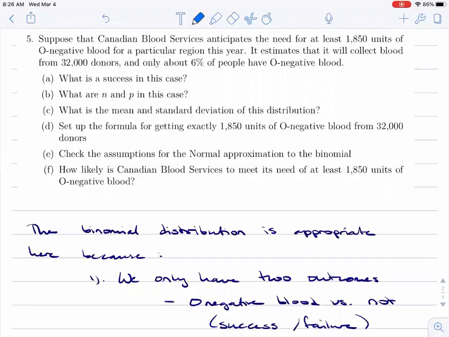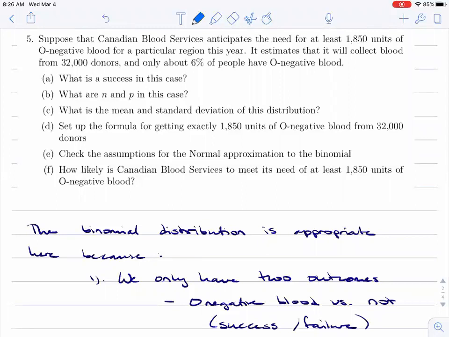Now, if we just skip ahead to part F for a little bit, how likely is the Canadian Blood Service to meet its need of at least 1,850 units of O-negative blood? So at minimum, we have to have 1,850, right? That's the calculation that we just set up. But then we would want 1,851, 1,852, 1,853, all the way up to 32,000. Add those all up. Sounds terrible.